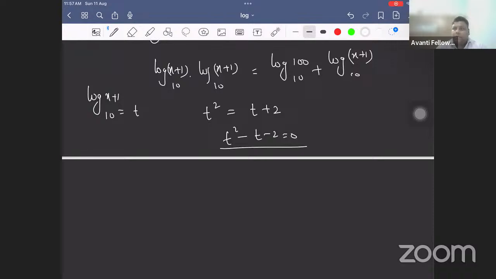And always remember, once you get the values of x, always check in the original given question if it is fine or not. Got it?